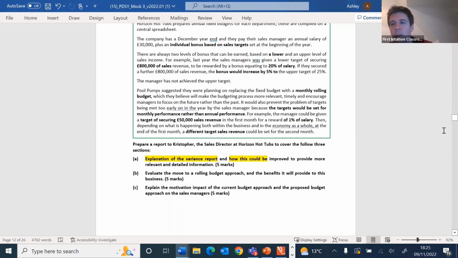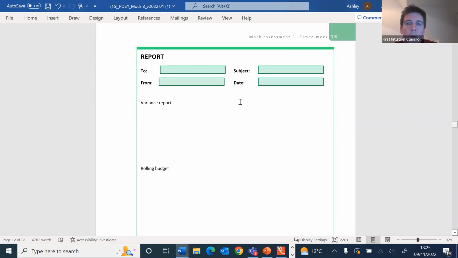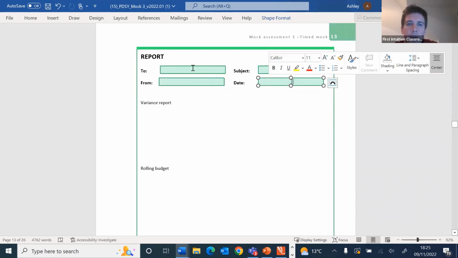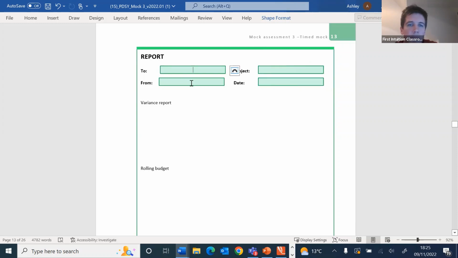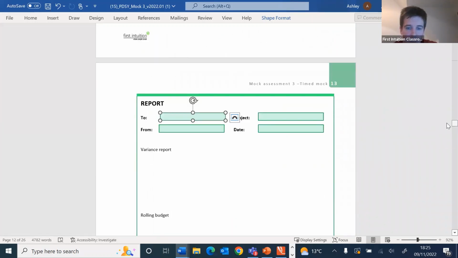So let me give you a bit of advice on how I would do this. You can see it's set up as a report. Now, this stuff here, I've looked at the AAT samples, and it doesn't look like you have to complete these. I suppose just in the off chance you would have to, well, you would just make sure that you're putting the right information in. So, the report is to Christopher.